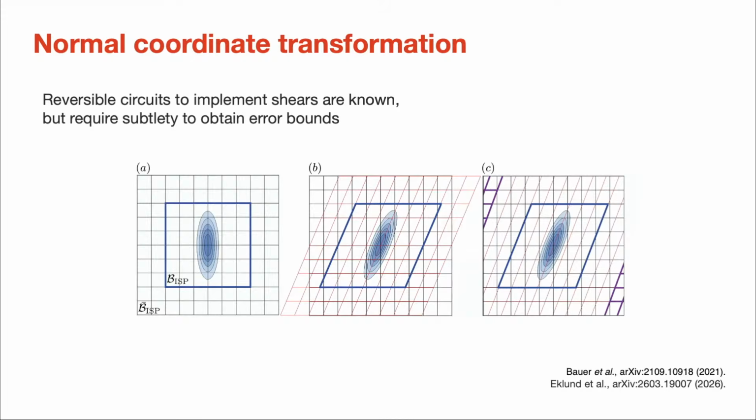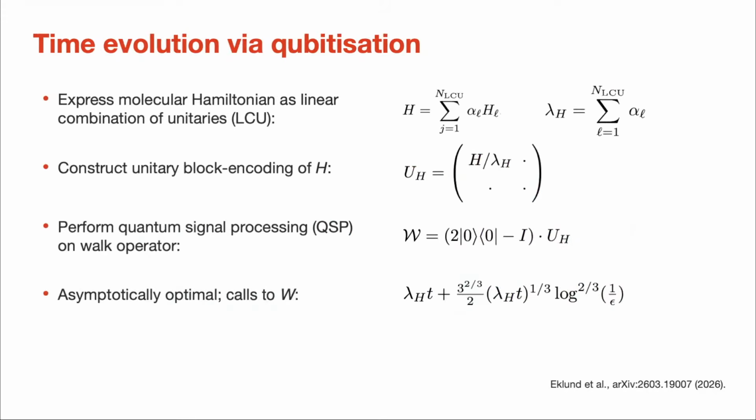You also get problems because when you shear, you can end up outside your original box. So you need to pad the grid to make sure you're not looping around. And this turns out to contribute substantially to the cost. So you have to be extremely careful about this. So that's the initial state preparation.